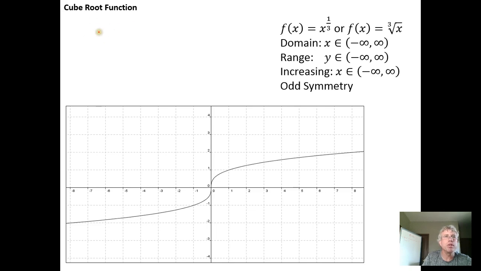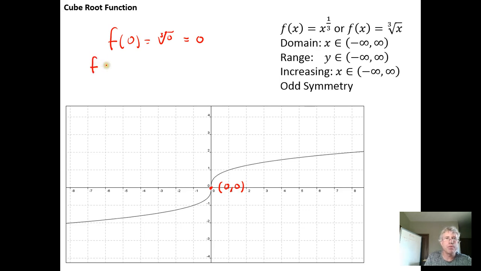The last toolbox function we're going to be using is the cube root function, and take the cube root of 0. So what number times itself 3 times equals 0? Well, that's going to be just a 0. So we've got the origin as our x and y intercept.